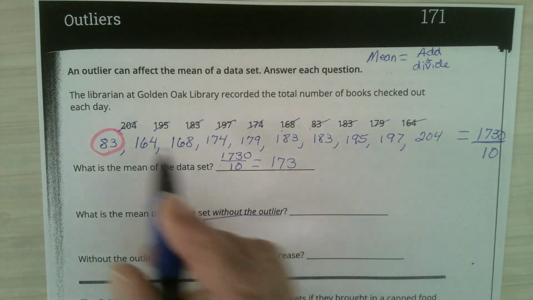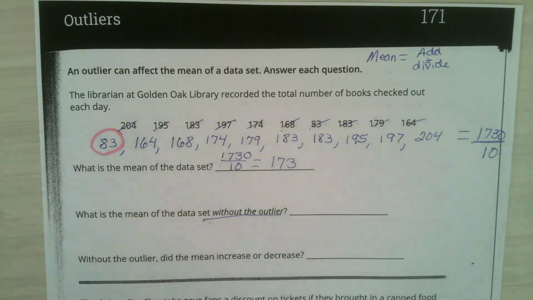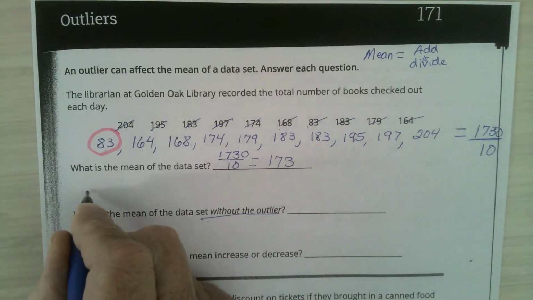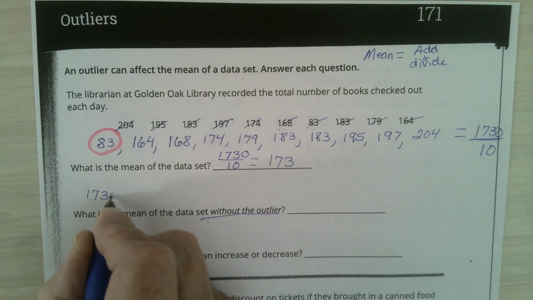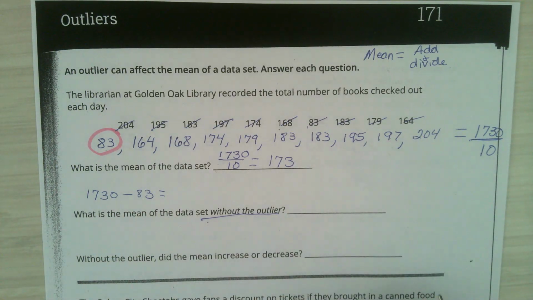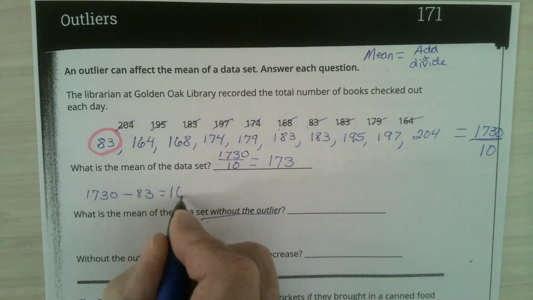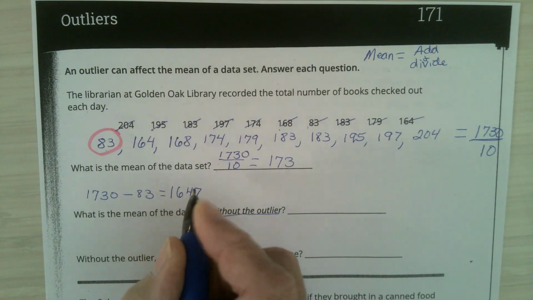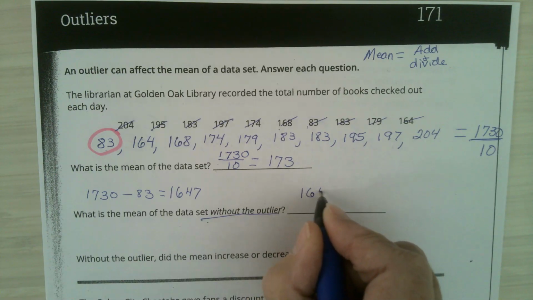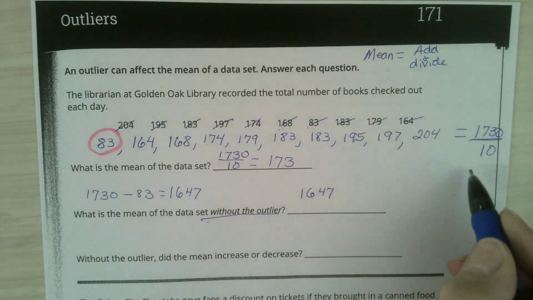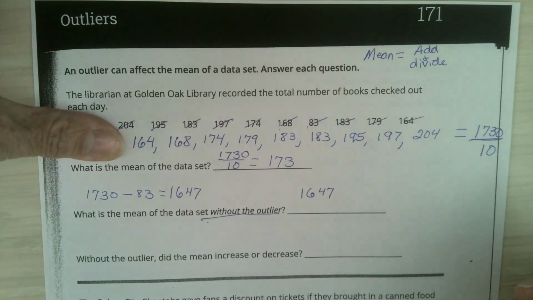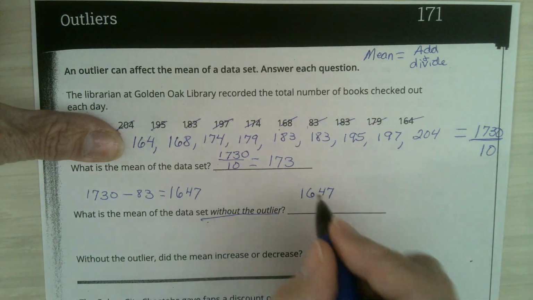The next problem, what is the mean without the outlier? They want you to kick out the 83. Well, if you kick out the 83, you're going to have 1,730 minus 83, and that gives you 1,647. What am I going to divide 1,647 by? Am I going to divide it by a 10 if I kick it out? How many numbers am I going to have? Yes. Divide it by 9.